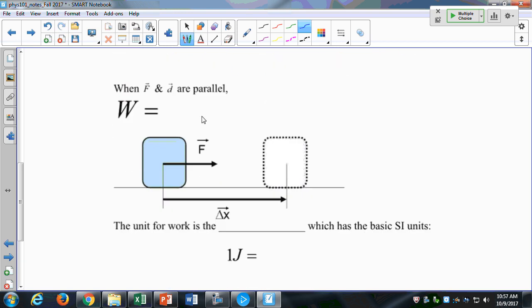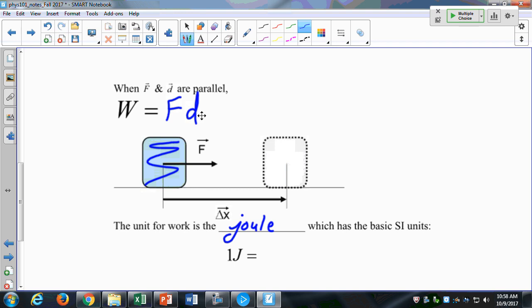If our force and our displacement are parallel, then work is just equal to F times d. For example, if I have this object right here, and I apply a force to it in this direction, moving it over a certain distance, delta x, or d, then my work is just equal to the force times the distance. The unit for work is the joule.